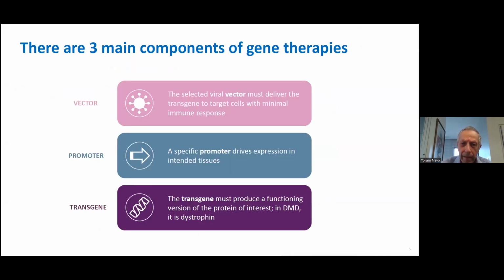When these companies plan how to make this injected medicine, it contains three main components. One is the vector, the virus itself. The second one is the promoter. The promoter drives expression in the tissue that we want. We want the expression to be in muscle. And the third one is the transgene, the DNA itself. And as we'll see, this is a bit different. Each of these components is different in different companies.